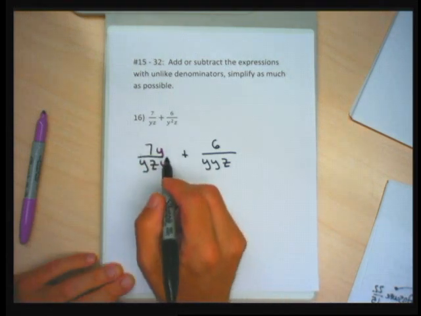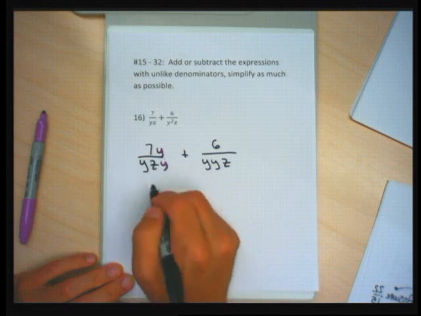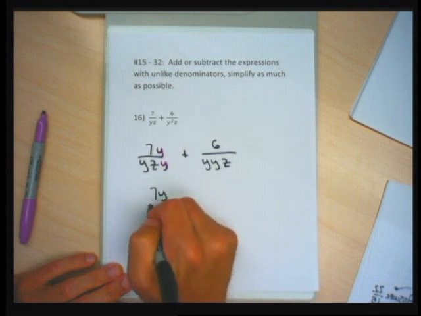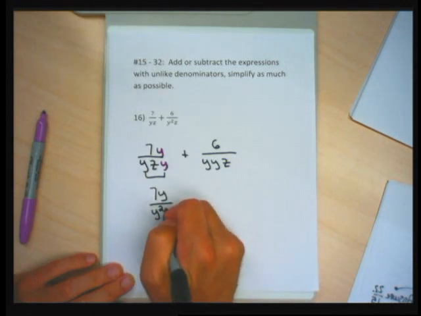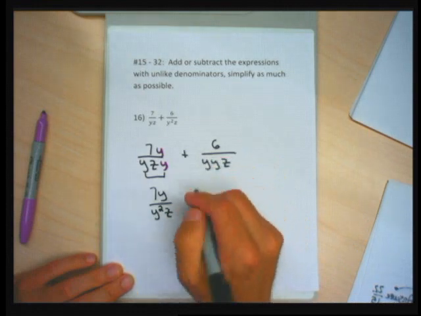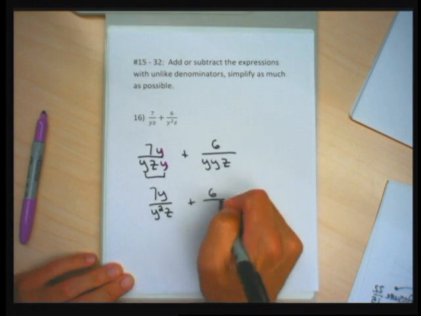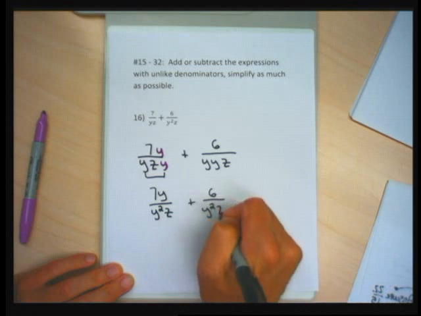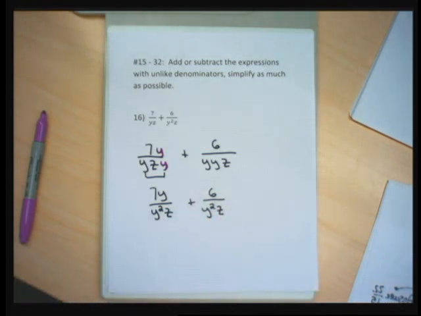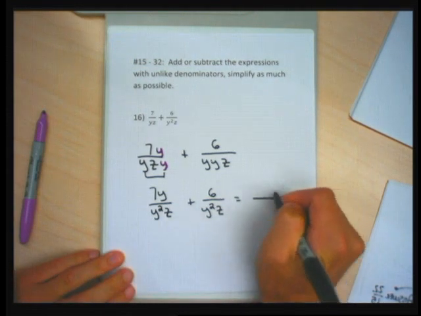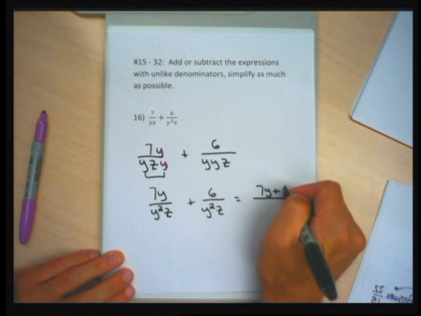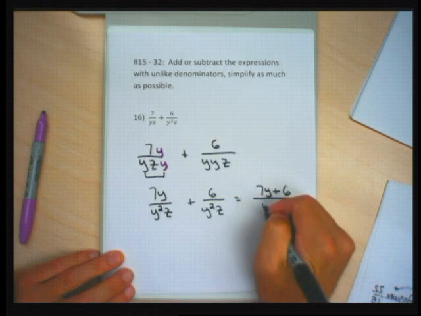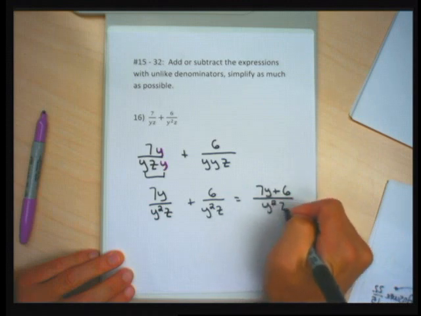Doing this multiplication of y over y, I can simplify this denominator by multiplying the y's. Two y's give me a y squared, leaving the z. And I can rewrite this denominator in its original form. So now I have the two fractions with the same denominator. I can combine the numerators together, write the 7y, which is the left numerator, followed by a plus sign, then the right numerator, which is the 6, over y squared times z.